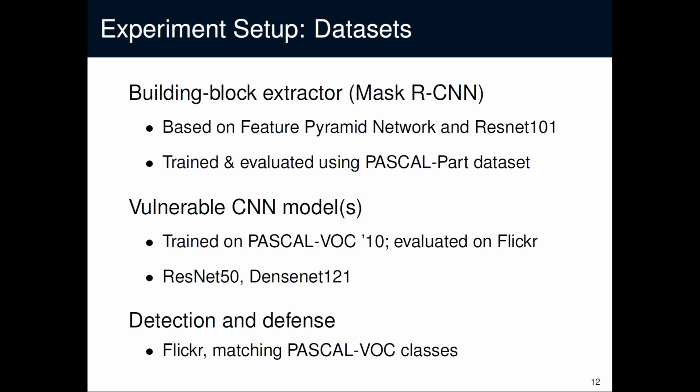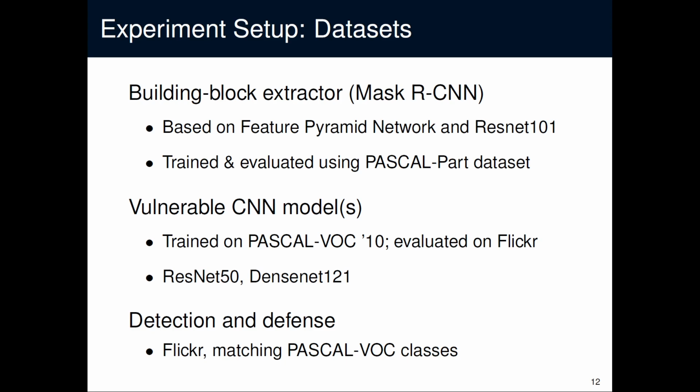For the traditional CNN models, which we call the vulnerable CNN models because they have no defense right now in this setting, we trained them on the Pascal VOC 2010, which we chose to align with the Pascal Part dataset because they have the same classes, except Pascal Part also has the additional segmentation masks on the robust features we want. And for those vulnerable CNN models, we use the popular ResNet 50 and DenseNet 121.